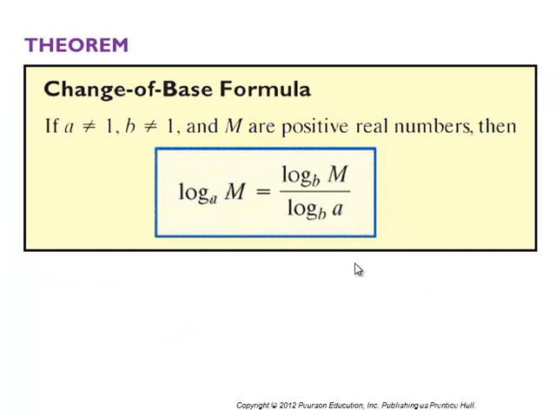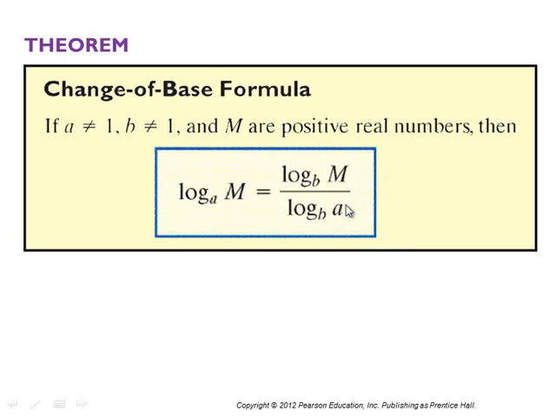So if you want to do a change of base, you just figure out what your new base is, base 10, base 2, whatever. And so if you want to evaluate this logarithm here, log base a, and you want to switch over to log base b, just write this original logarithm as log base b of m divided by log base b of the original base.